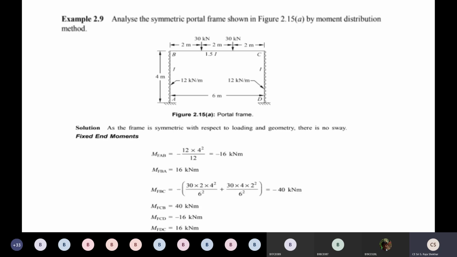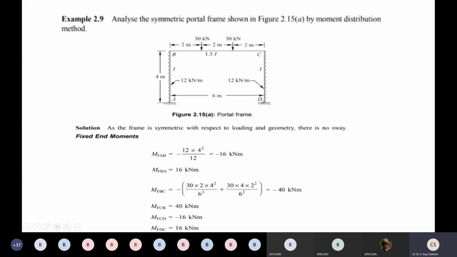In the previous session, we analyzed a symmetrical portal frame by using the moment distribution method. Once again, I want to give a quick review of that, and then we'll start another problem in today's session. In this, symmetrical loading is there. The previous problem was to analyze a symmetrical portal frame by using the moment distribution method.